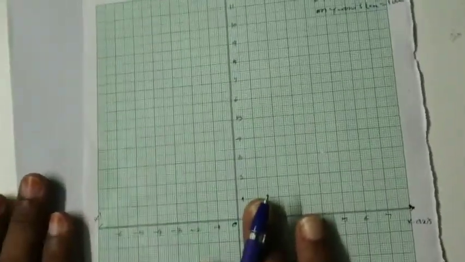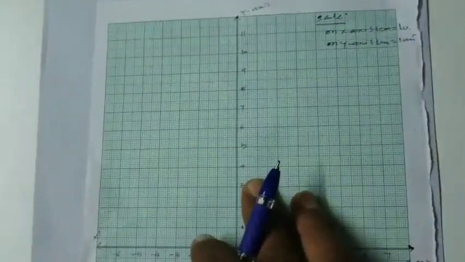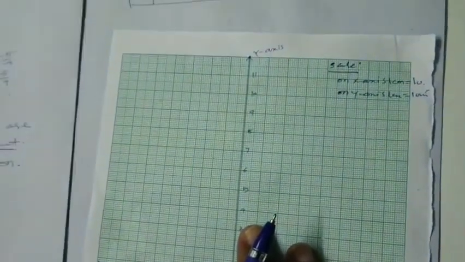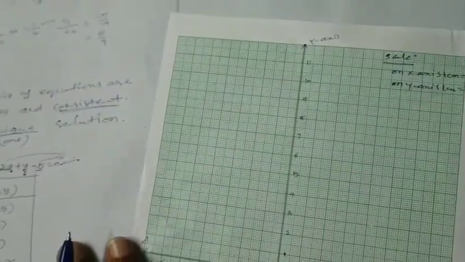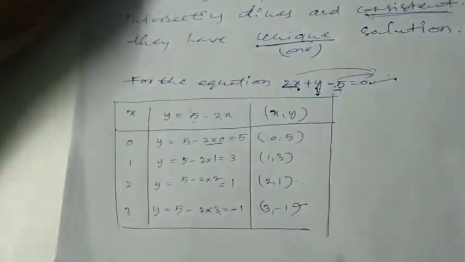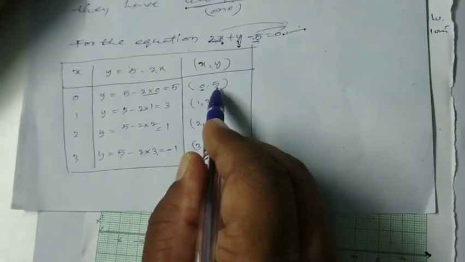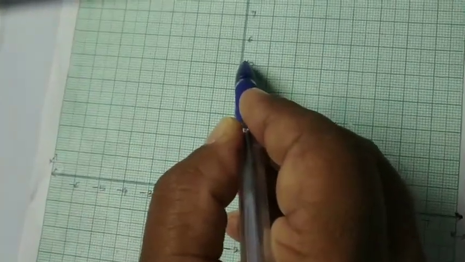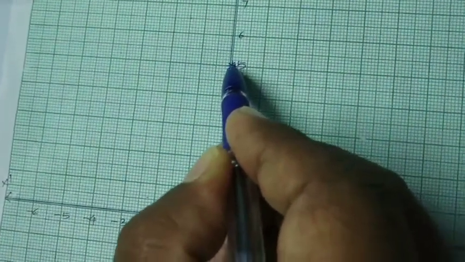Now how to locate the points? Now we are going to locate. So the first equation points are 0 comma 5. This is 0 comma 5. Here the x coordinate equals 0, no? So it will be on the y-axis, at 5. Where is 5 on the y-axis? Here, children. So here, right.